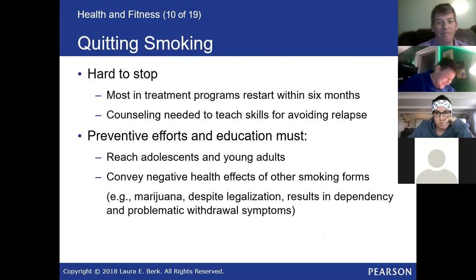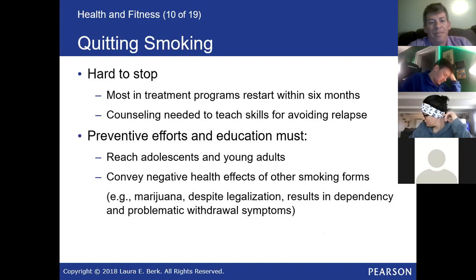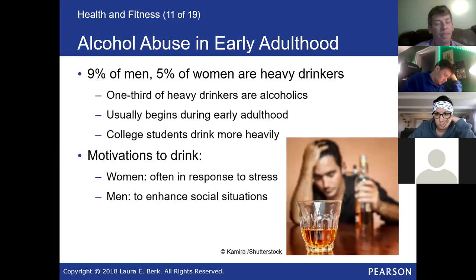It's hard to stop. Most in treatment programs restart within 6 months, so counseling is needed to teach skills to avoid relapse. Preventive efforts and education must reach adolescents and young adults when it's about to start. We have to convey the negative health effects of other smoking forms as well. Like marijuana, despite legalization, results in dependency and problematic withdrawal symptoms like depression and anxiety.